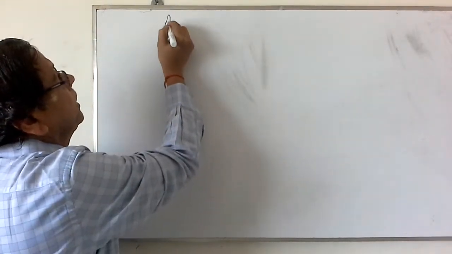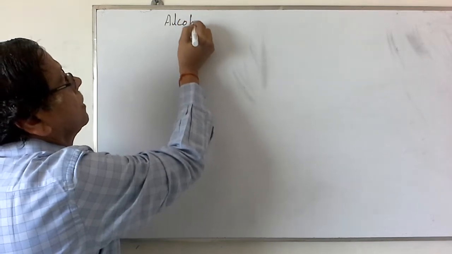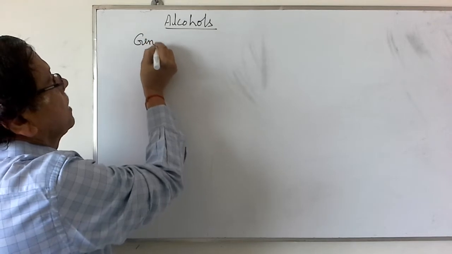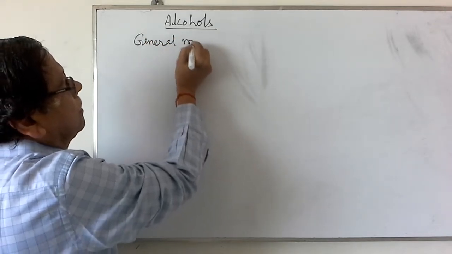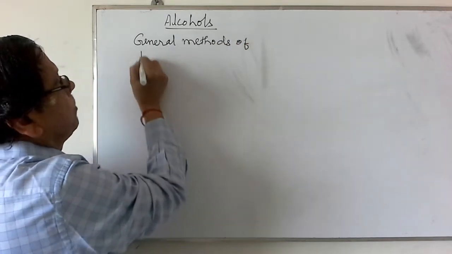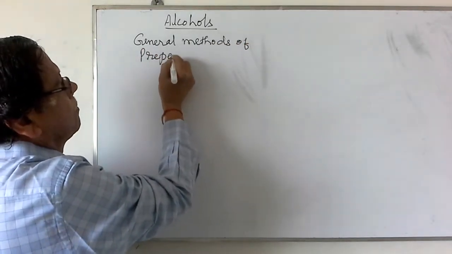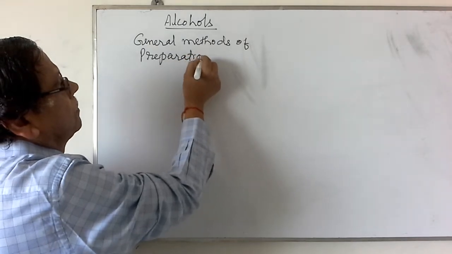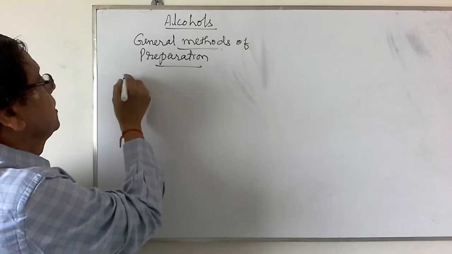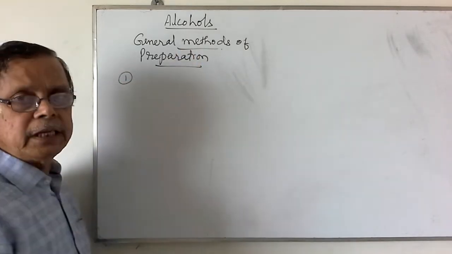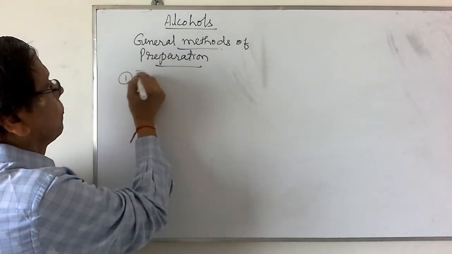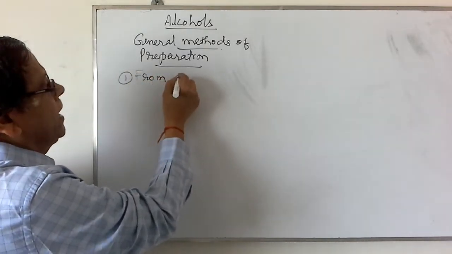So we were studying the topic alcohols. Now let us see some general methods of preparation. General methods of preparation of alcohols. Let us consider them one by one. There are a variety of methods available for the preparation of the alcohols. The first one is from alkyl halides.